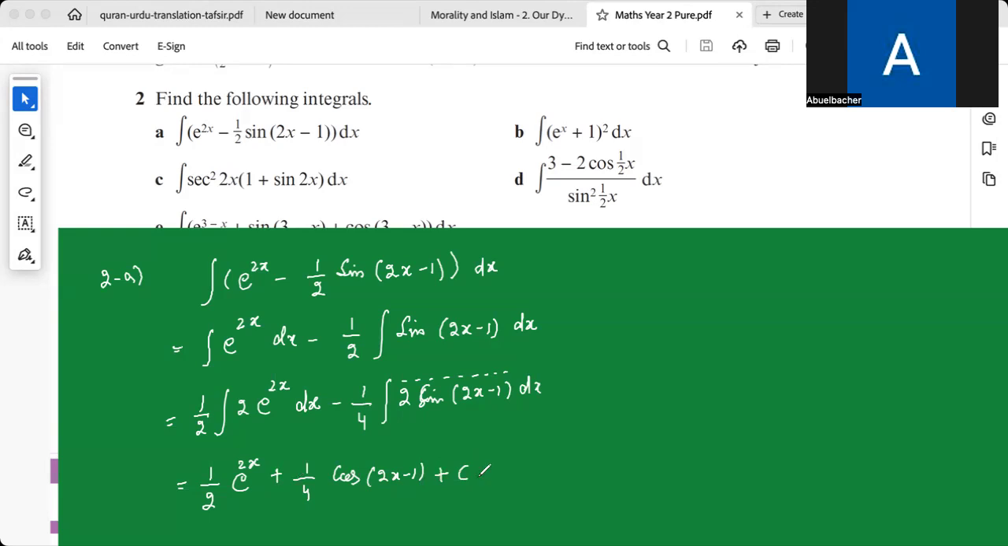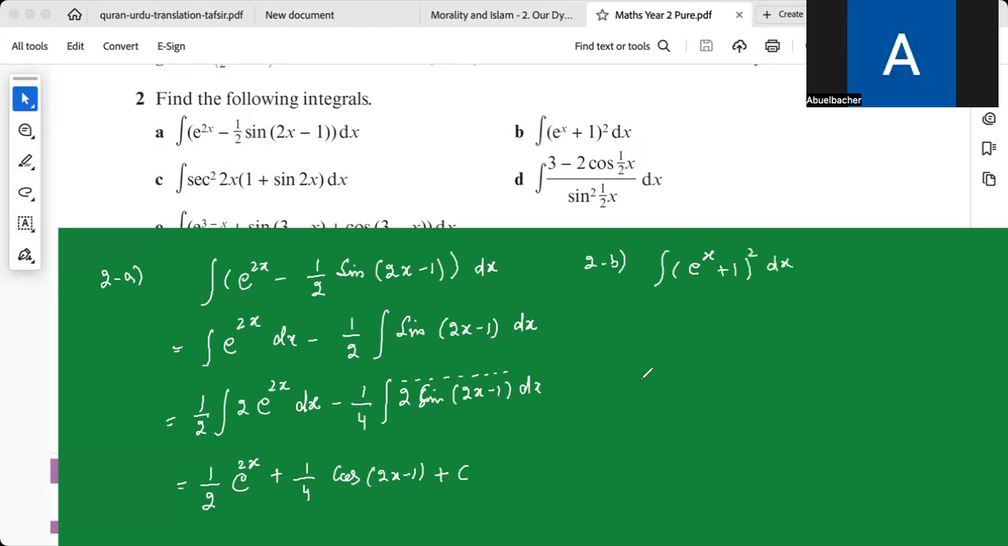plus c, the constant of integration. Now, if, for example, we go to 2b, we can see here that it is the integral of e power x plus 1 and its square into dx.